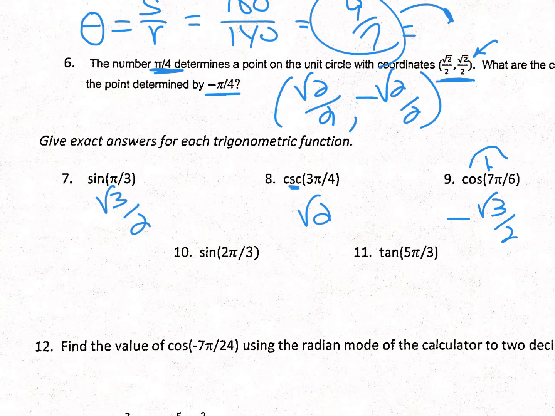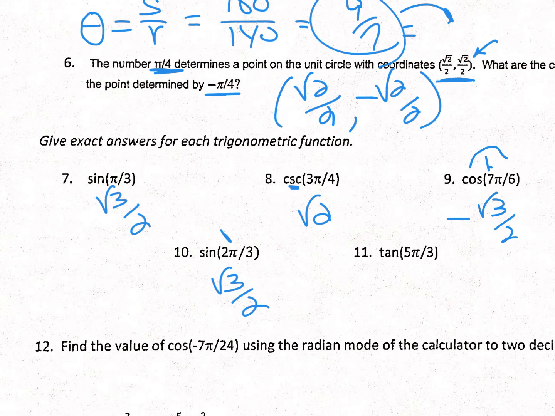Number 10, I'm really doing sine pi over 3. I'm not worrying about the 2. I'm just doing pi over 3. Everybody knows sine pi over 3 is square root of 3 over 2. Now think 2 again. 2/3 pi is in quadrant 2. Sine is positive. I'm done.